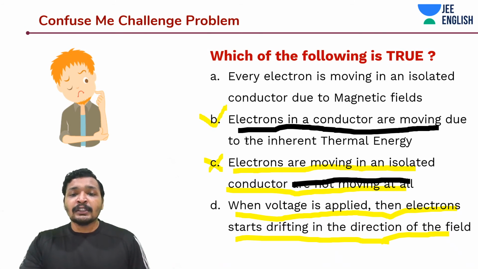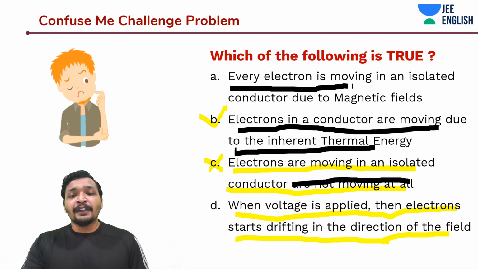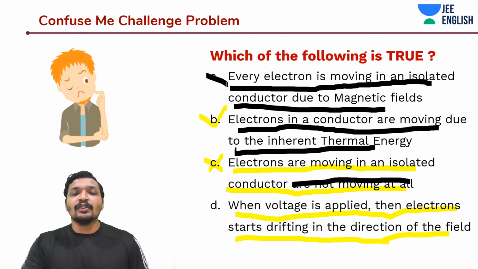Every electron is moving in an isolated conductor due to magnetic field. That is option A. Sorry guys. So every electron is moving in an isolated conductor due to magnetic field. That is false. That is not correct.